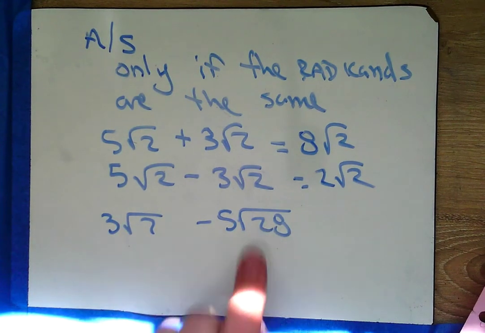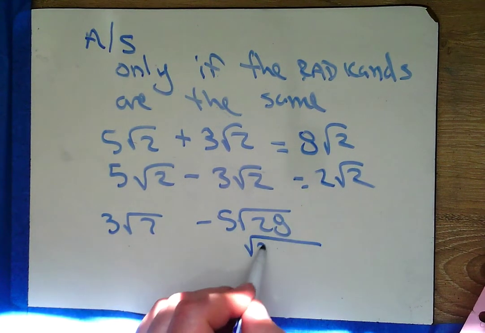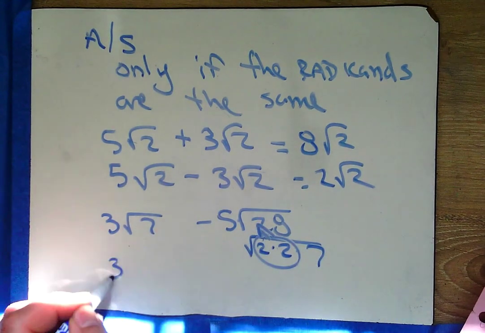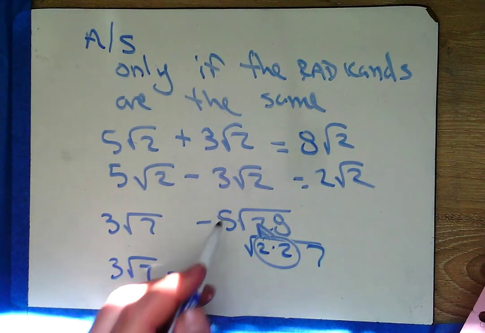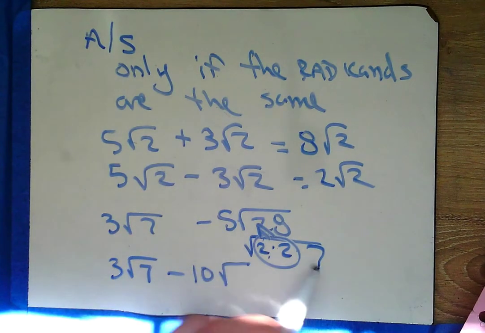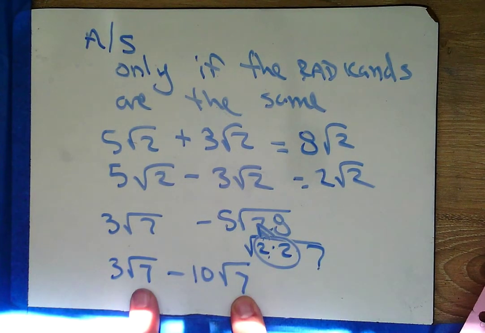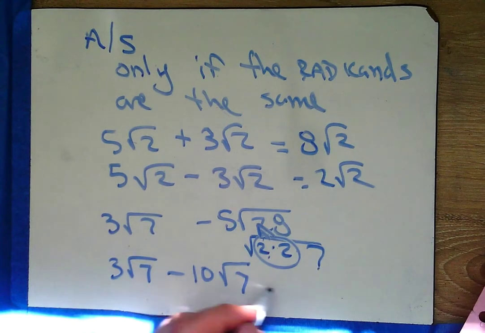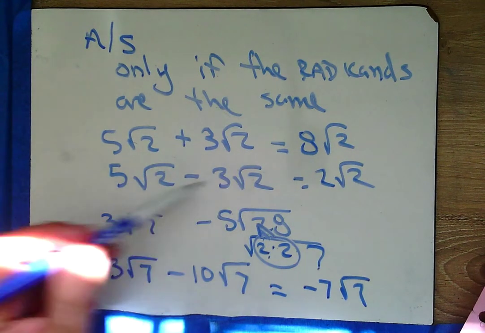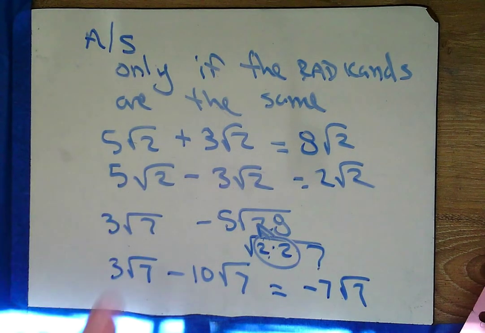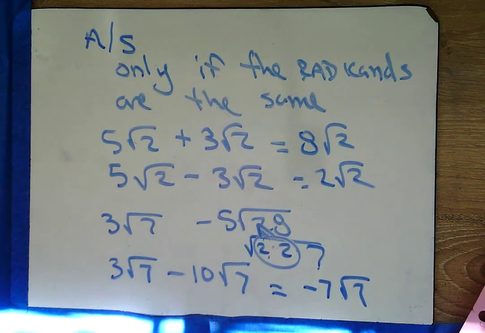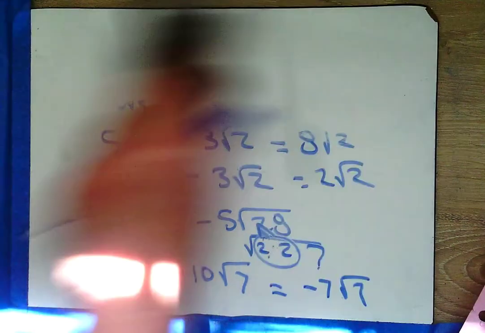Can we simplify this radical? Isn't 28 4 times 7, so 2 times 2 times 7? Can't I take a 2 out? So this will be 3 root 7 minus 5 times the 2 that comes out, 10, root. What's left over? A 7. Oh, look, they are the same. 3 minus 10 gives me negative 7 root 7. So yes, I need the radicands to be the same, but if they're not the same, don't just walk away. Ask yourself if you can simplify so that they do have the same radicand.